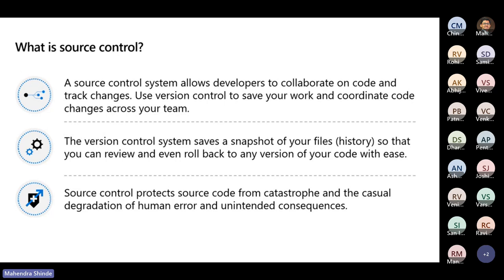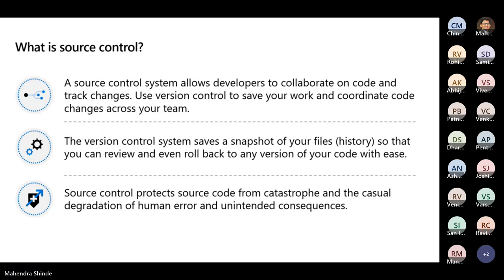A typical source control system allows you to have multiple versions of the same code, the same file, at the same time. If you want all of them to be accessible at the same time, you can use a feature called branches. You could create a branch.